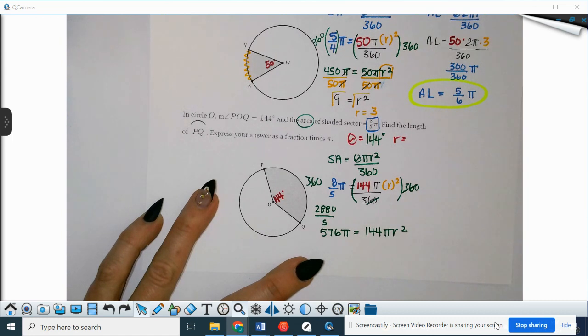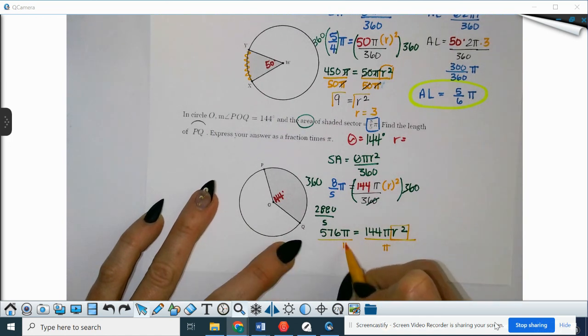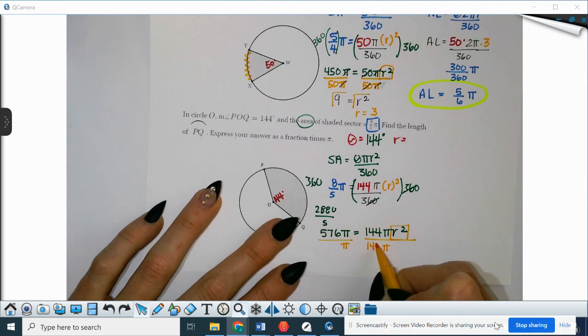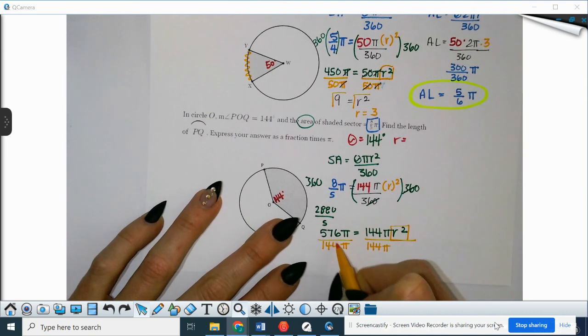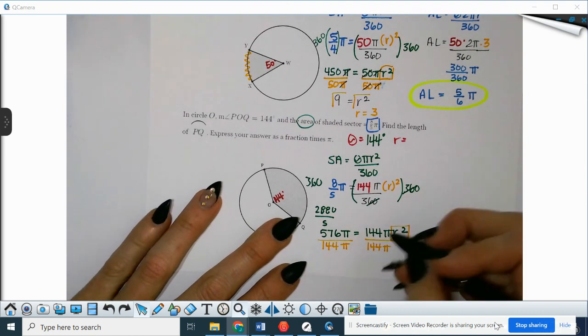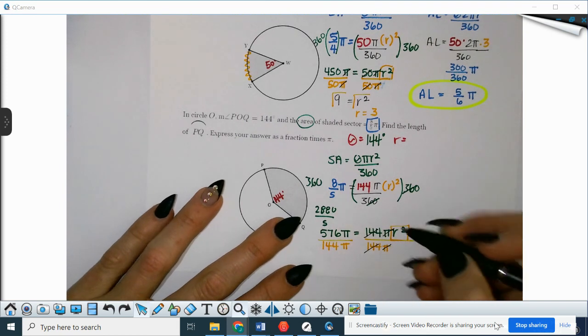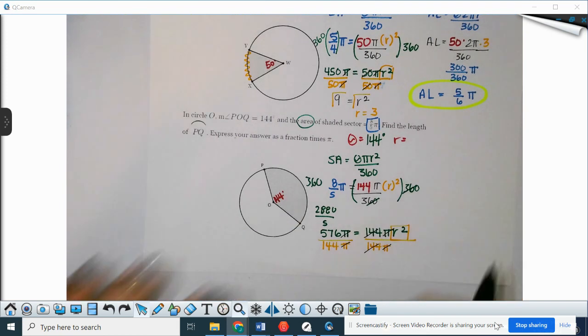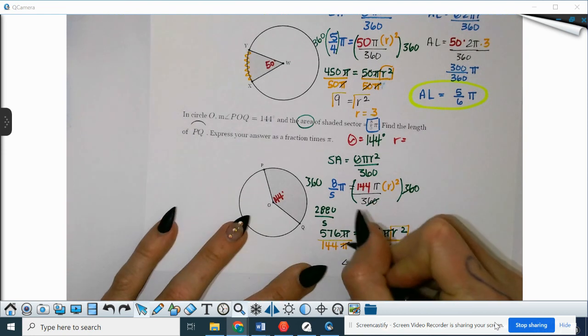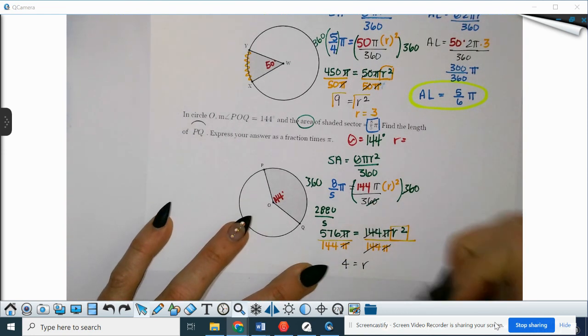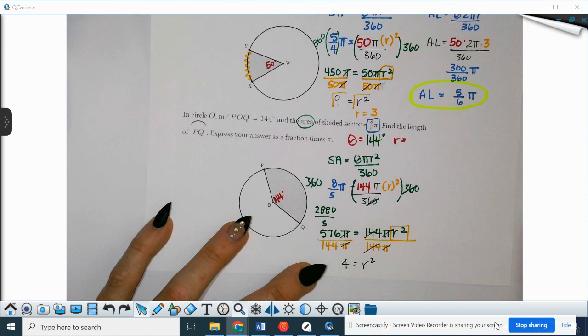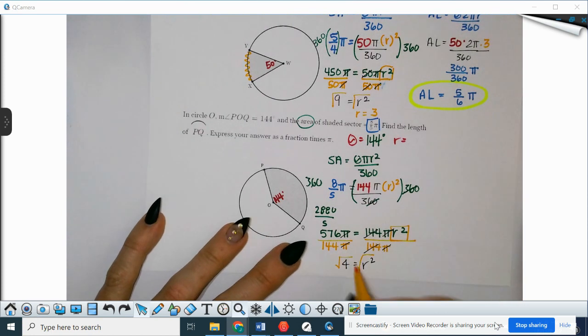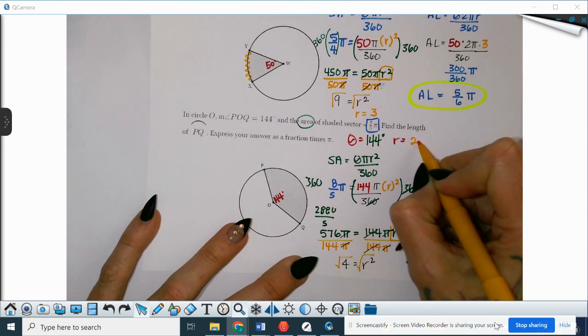So we definitely want the radius by itself. So we're going to divide by pi because it's attached by multiplication. Divide by pi. We're still going to have that 144, so we're going to divide by it as well. And at that rate, then our pi's go away. 144 divided by 144 is 1. 576 divided by 144 is 4. 4 equals radius squared. The inverse of squaring something is taking the square root. So our radius is 2.